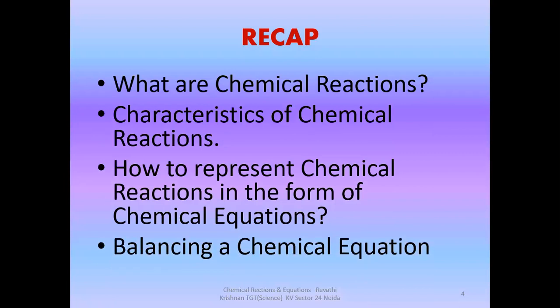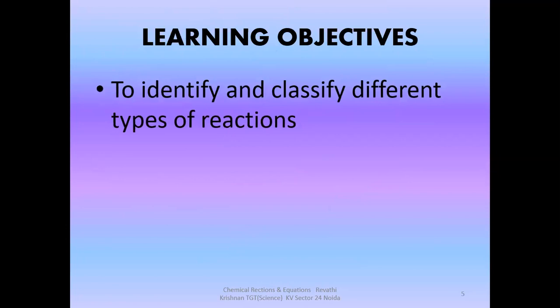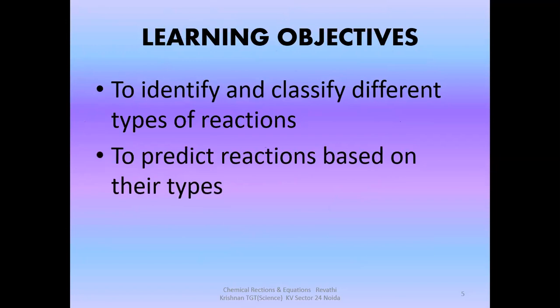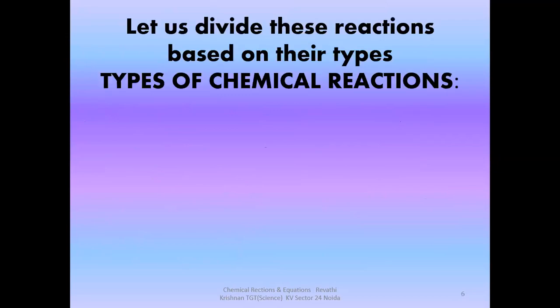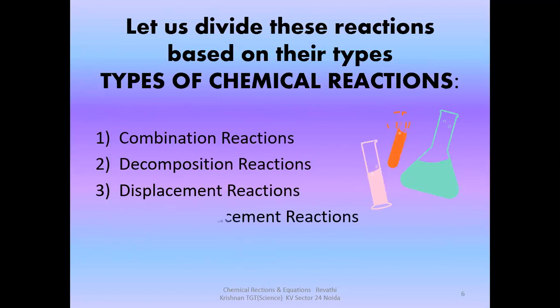At the end of this video, I would be providing a few useful links which would help you to understand the concepts better. Now, starting with types of reactions, the learning objectives are to identify and classify different types of reactions, to predict reactions based on their types, application of chemical reactions in everyday life. Chemical reactions can be divided into 5 important types. In this video, we will look at each of these types and their examples.